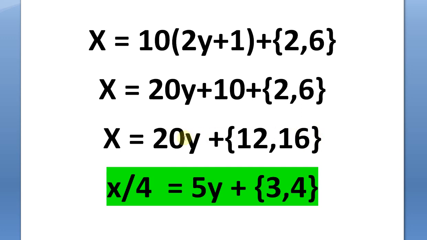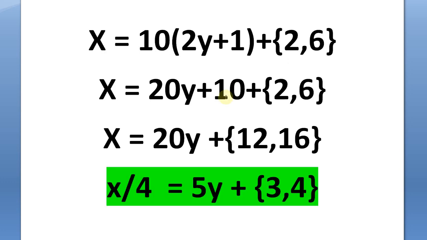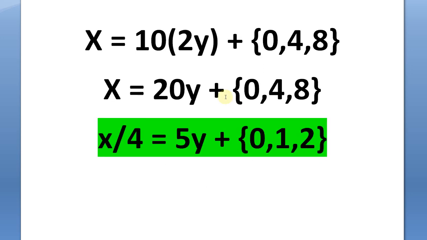Now I suppose the critical part is that the coefficient of y is 20, so that has to be divisible by 4 or the whole thing breaks down. So that means we have 5 possible solutions. We have 5y plus 3, 5y plus 4, 5y plus 0, which is just 5y, 5y plus 1, or 5y plus 2. And they're all integers because y is an integer.